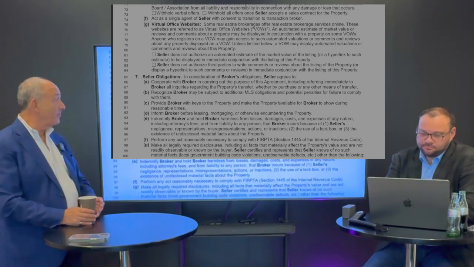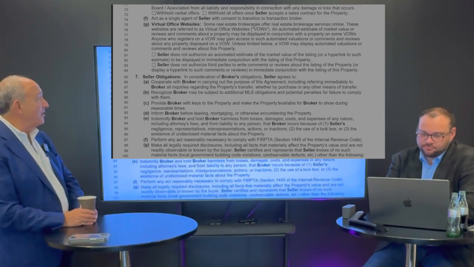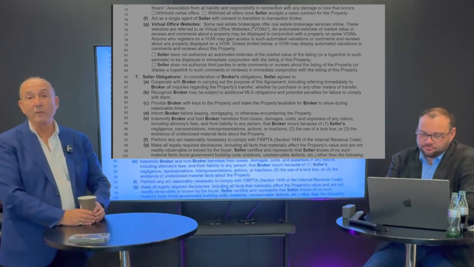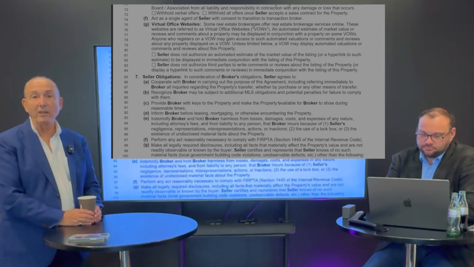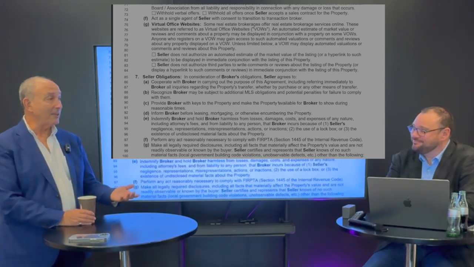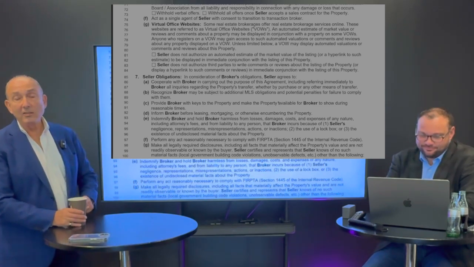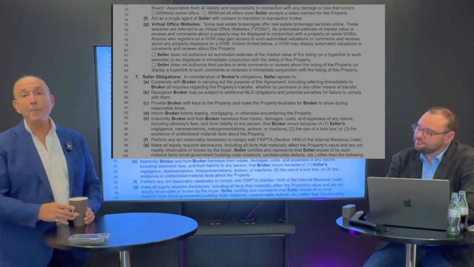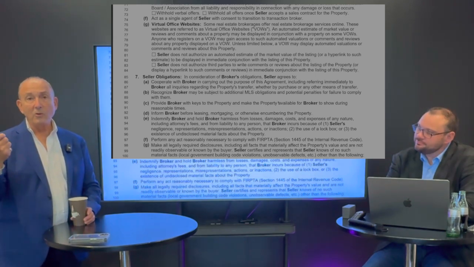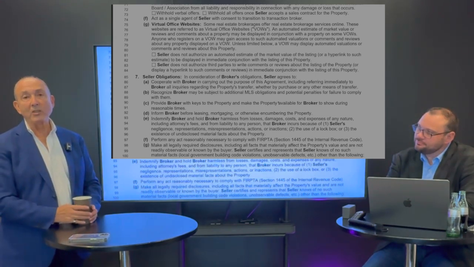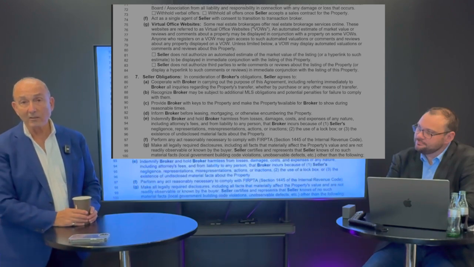This box here, seller does not authorize an automated estimate of market value of the listing. What does that sound like? It's an estimate. It's his estimate. Okay? If you check that box, your listing will not upload to Zillow, Trulia, or any other website that does estimated market values. Those are your biggest websites.